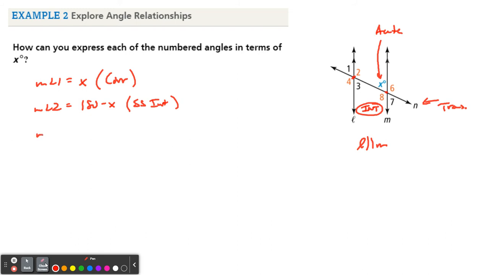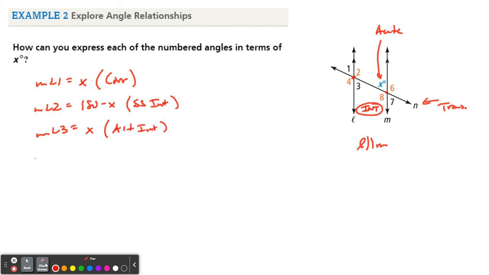To find the measure of angle 3, angle 3 is in the interior along with x, but now they're on alternate sides of the transversal, opposite sides. So they're going to be alternate interior angles, and they're both acute. So angle 3 will also be x, because they're alternate interior.